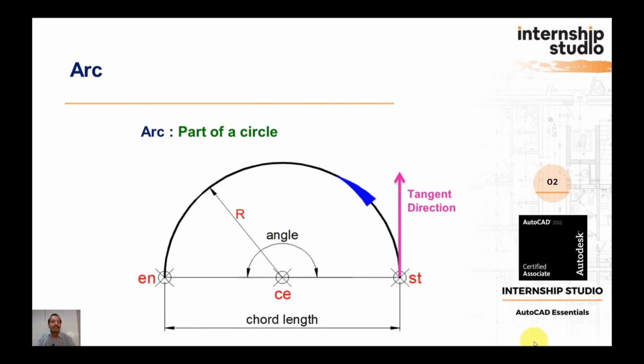The basic configuration of the arc is what? Generally, we should understand one thing: an arc is always created in the anti-clockwise direction. That means the positive direction. The gap between the start point and end point is called the chord length. The angle from the start point to the end point is the angle of the arc, or otherwise we can say included angle. Then, as usual, we know the radius. Then the tangent direction is the direction in which the starting point of the arc is heading.